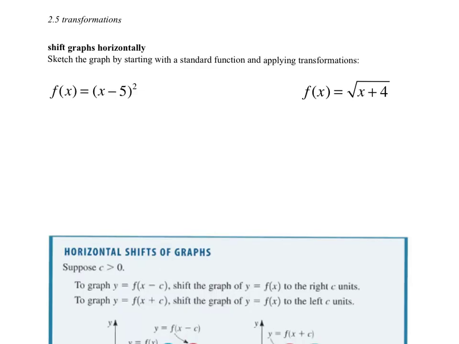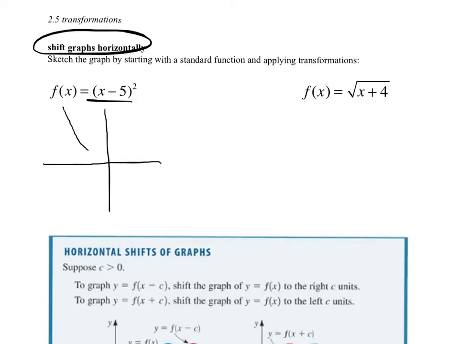So shifting graphs horizontally is probably the next easiest type of transformation to understand. So first we have x minus 5 squared. The basic graph is x squared. So we start with that. So there's the approximate graph of x squared. It goes to the 0, 0 right here. Now this is x squared.